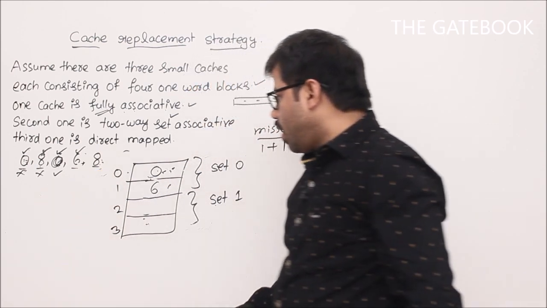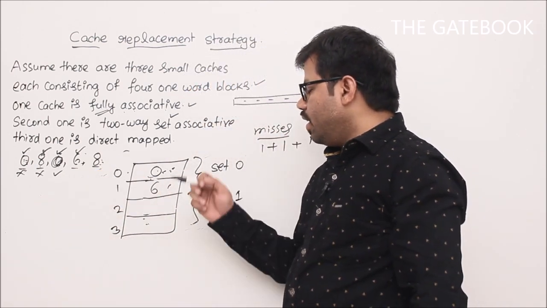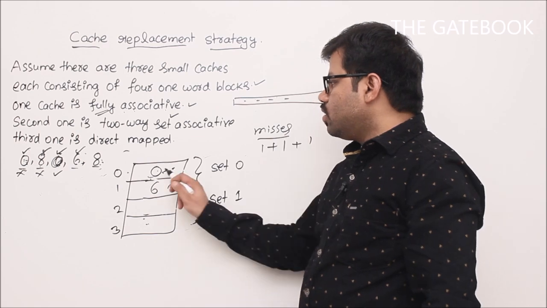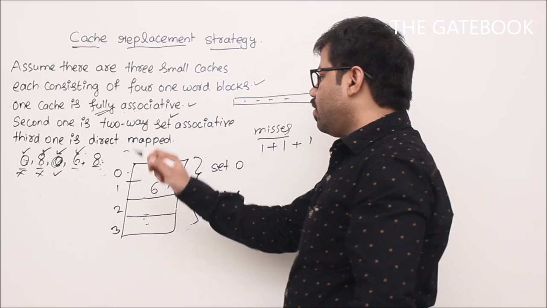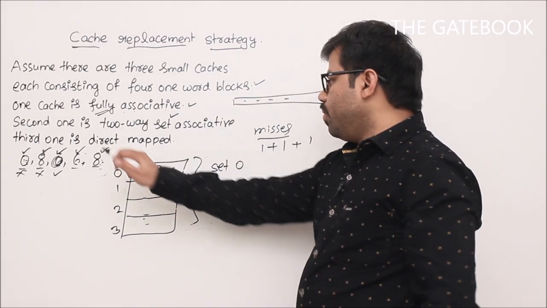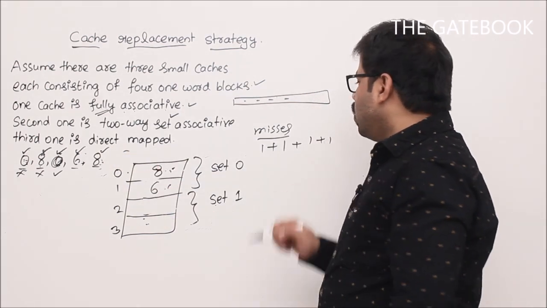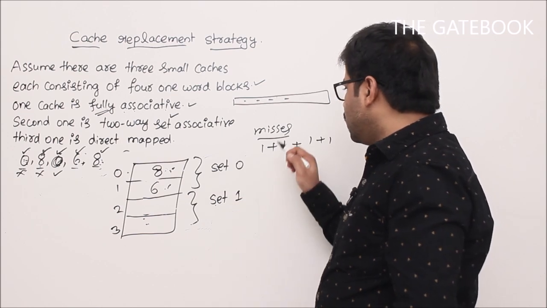So in set associative mapping, now another miss, but which one is least recently used? 0 or 6? 0, correct? So 0 will be replaced in that way. So finally, the number of misses is 4. In associative mapping, the number of misses is 3.